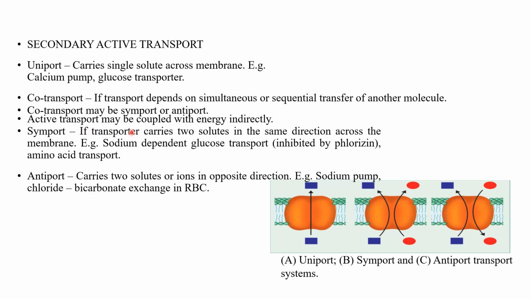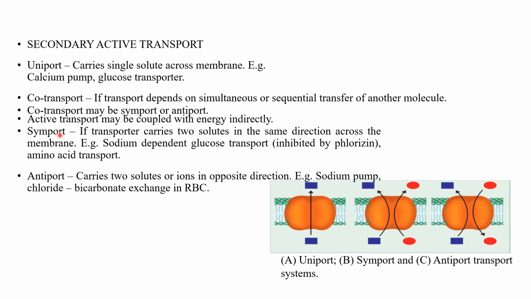These active processes may be coupled with energy indirectly, as you have seen. In primary active transport, I showed you the example of the sodium potassium pump. In that pump, the ATP was directly split, releasing the energy at the site, and that energy was utilized for pumping of sodium and potassium. Here, this is the indirect utilization of energy. Energy is generated in some other coupled process, and that is utilized for secondary active transportation. This is the basic difference.